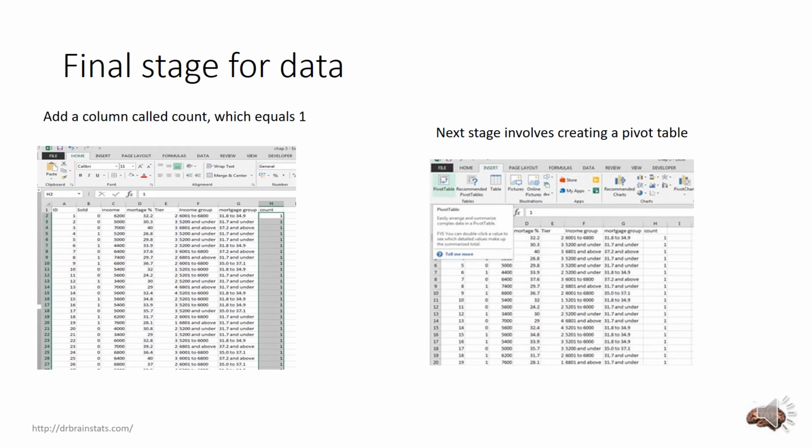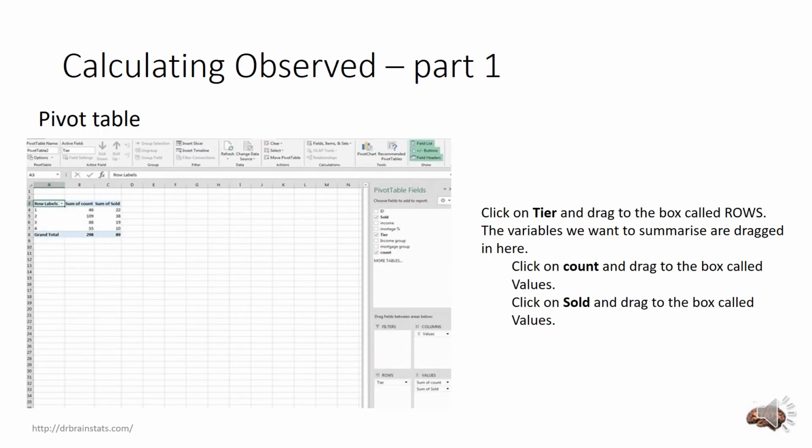And the final stage for our data is to create a new column called count, which equals 1 all the way down. What follows next is the creation of a pivot table. This will allow us to analyze our variables with ease. So our first point is to calculate the observed. Now, as you know, the chi-square compares the observed against the expected. So the observed is our actual result.